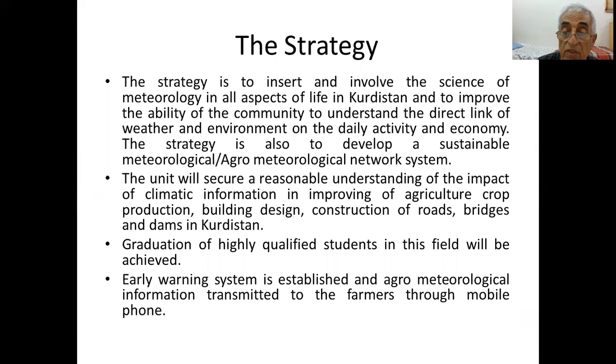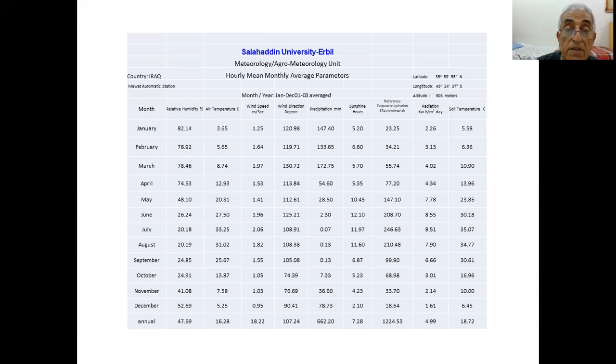Graduation of highly qualified students in this field will be achieved. An early warning system is established and agrometeorological information is transmitted to the farmers through mobile phone. This table is another automatic weather station at Mawat region. Also, the average of 3 years of meteorological parameters recorded in Mawat automatic station.